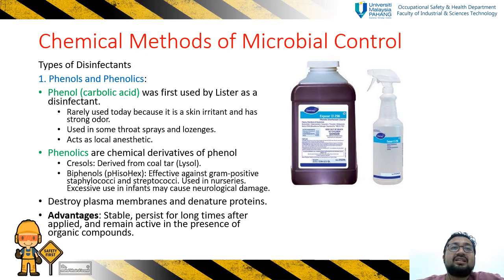And then we got phenolics, which are chemical derivatives of phenol. From phenol, we can create these phenolics. Okay, it is effective against gram-positive staphylococci and streptococci, used in nurseries. Excessive use in infants may cause neurological damage. Usually we call the disinfecting substances consisting of phenolic or phenol acid. So it destroys plasma membranes and denatures proteins. Okay, so advantages: stable, persist for long times after applied and remain active in the presence of organic compounds. So basically this is the first chemical method used for microbial control.